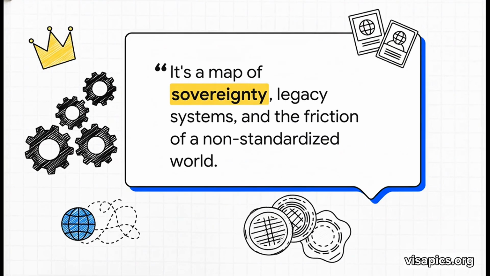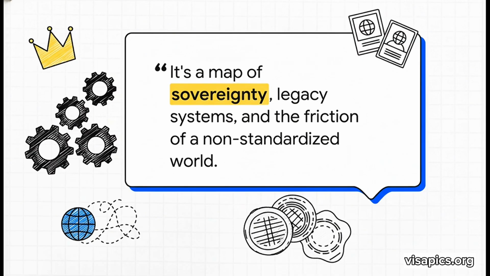See, you can think of each of these unique measurements as a kind of bureaucratic fingerprint. When the quote talks about sovereignty, it means that every country wants to do things its own way. That specific 35 by 45 millimeter photo, that's like a tiny little declaration of independence.